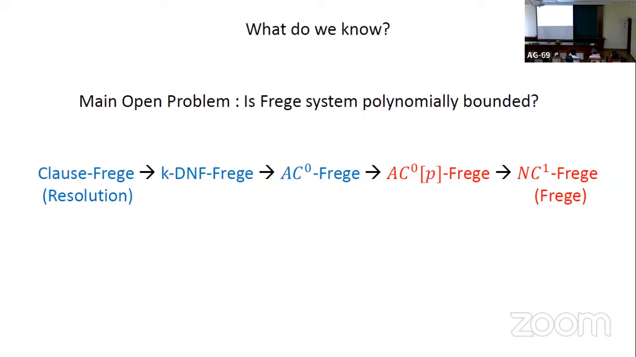Okay. So we have lower bounds for some of these restrictions, and we don't have lower bounds for some others. For example, clause Frege is a resolution system. We know everything about it. We have lower bounds for AC0 Frege, but we don't have lower bounds for AC0[p] Frege, for example. And ultimately, we want to understand Frege.